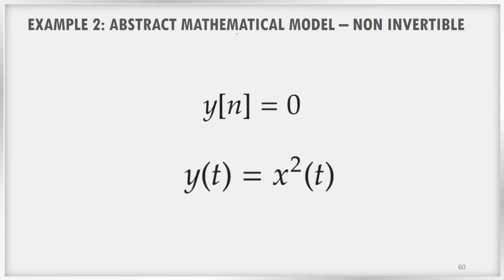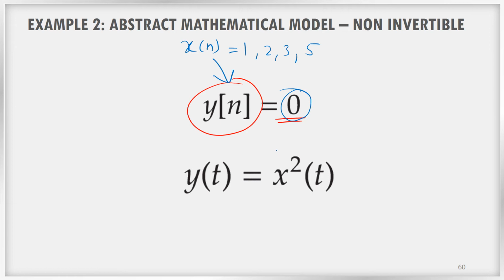Let us take another mathematical model. Here y of n is equal to 0. The system takes whatever x of n you give, maybe 1 or 2 or 3 or 5, and makes it 0, right? The function of the system is to create 0 values in the output. So we cannot predict which value resulted in 0. So this is another example of a non-invertible system.